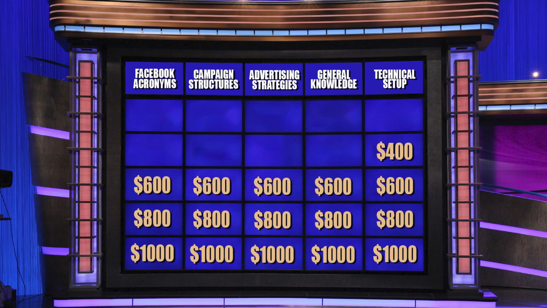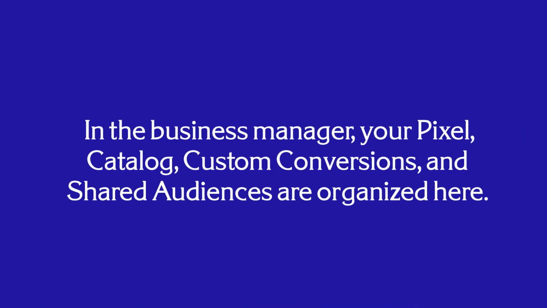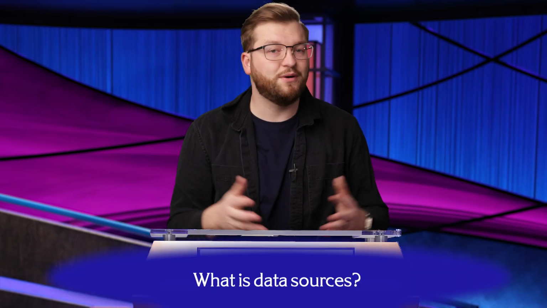And here we go, the final clue of the 400-point round. It belongs to technical setup. In the Business Manager, your pixel, catalog, custom conversions, and shared audiences are organized here. What is data sources? That one's a little bit tricky. You'd really have to be in the Business Manager a lot to really know that one.